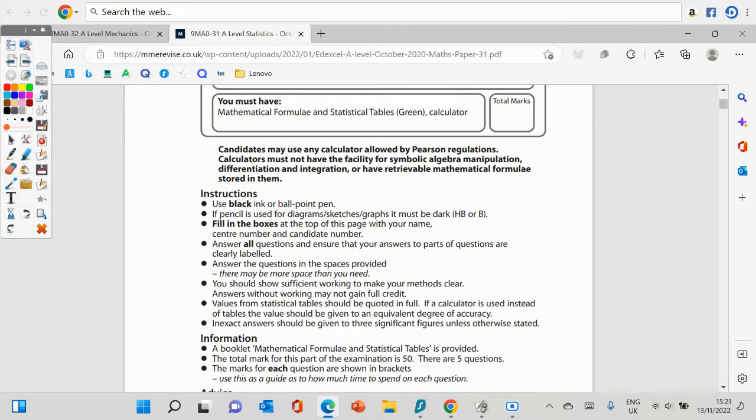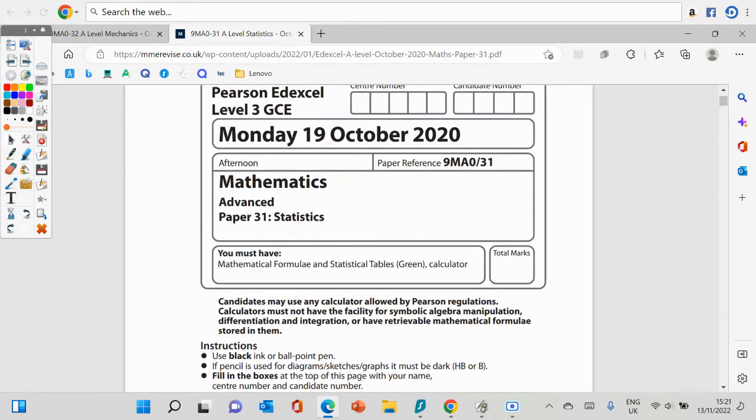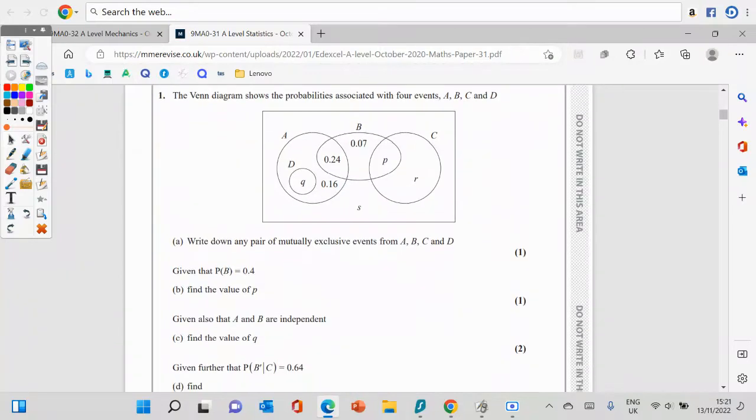Alright, guys, so today I'm going to be walking through the 2020 A1 maths paper for statistics, and then I'm going to do mechanics as well. So, we'll look at the first question.